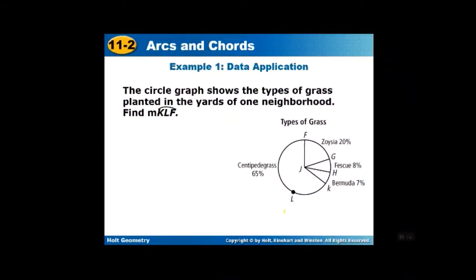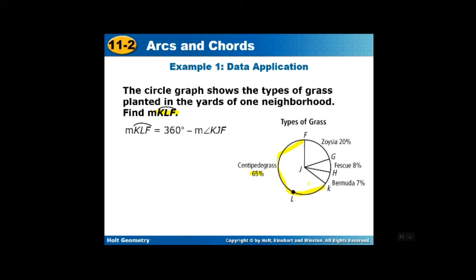These are the basics. Now, how to use the arcs and the percentage in order to solve problems. In this circle, this graph shows the types of grass planted in the yards of one neighborhood. Find the measure of the arc KLF. Since we use 3 letters, we are finding the major arc. How to find this? It depends on the percentage here.